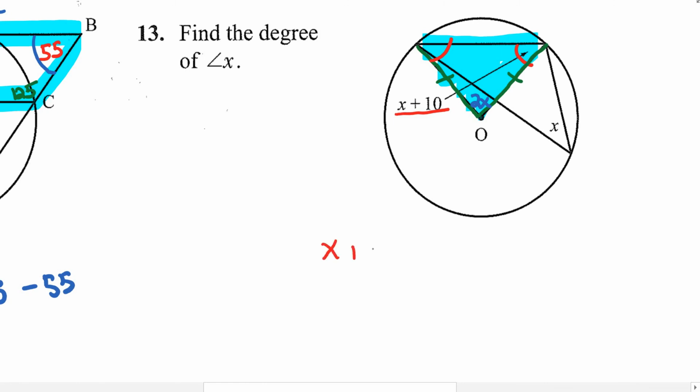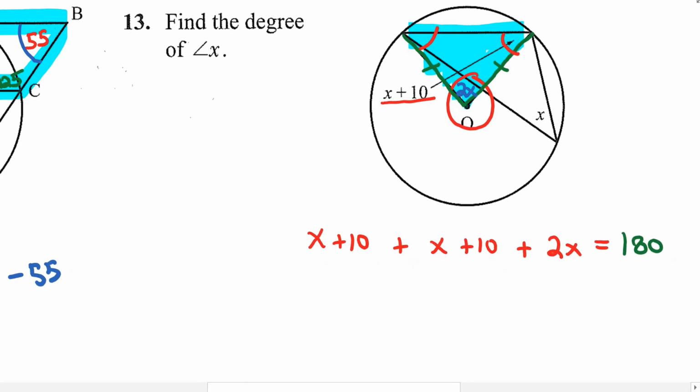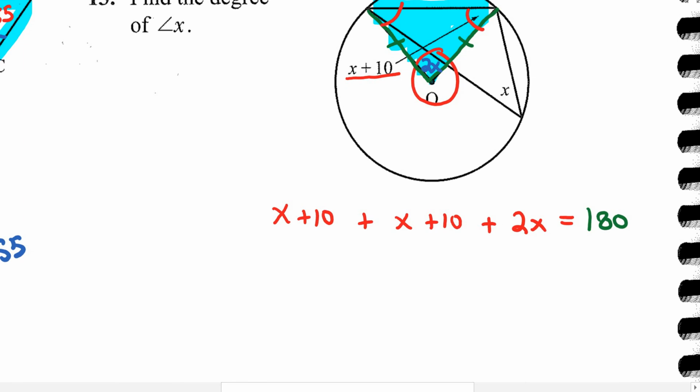So I know that x plus 10, which is one of the angles, plus the other angle, which is also going to be x plus 10, plus the third angle, which is now going to be 2x, has to equal 180 degrees because the interior angles of that blue triangle add up to 180 degrees.